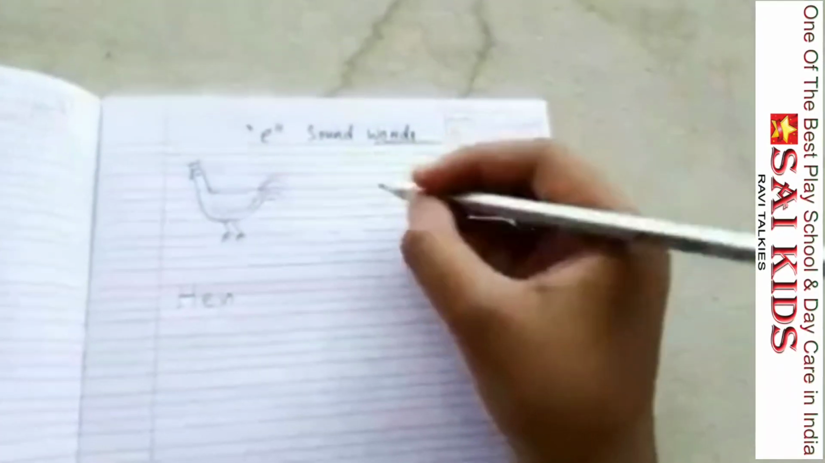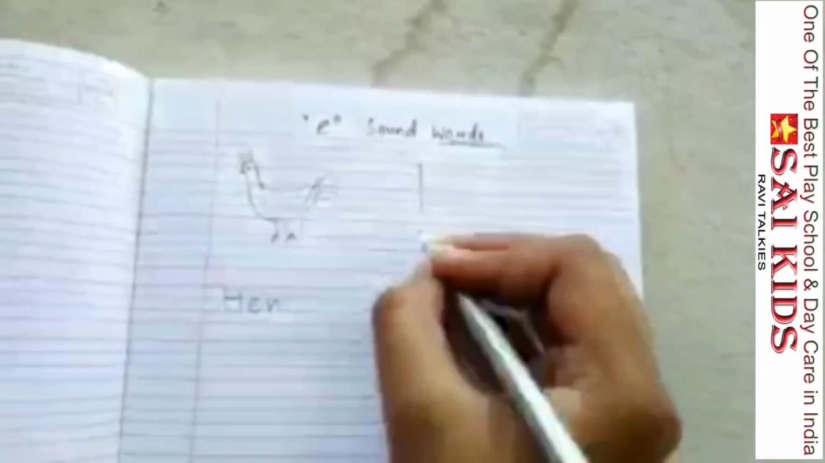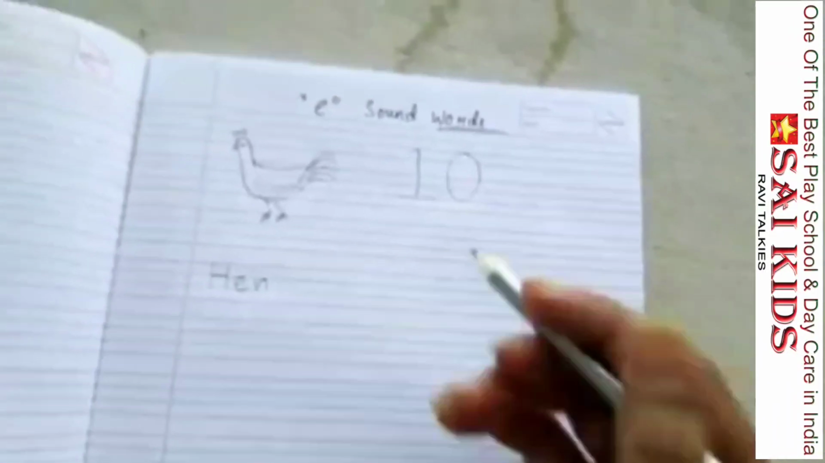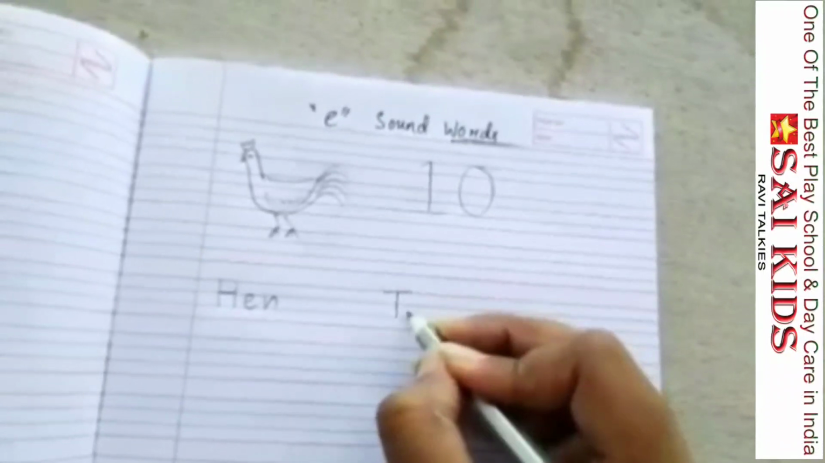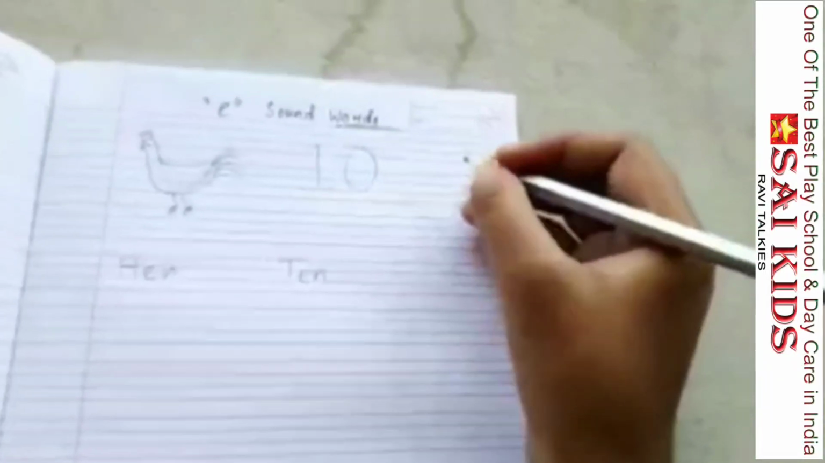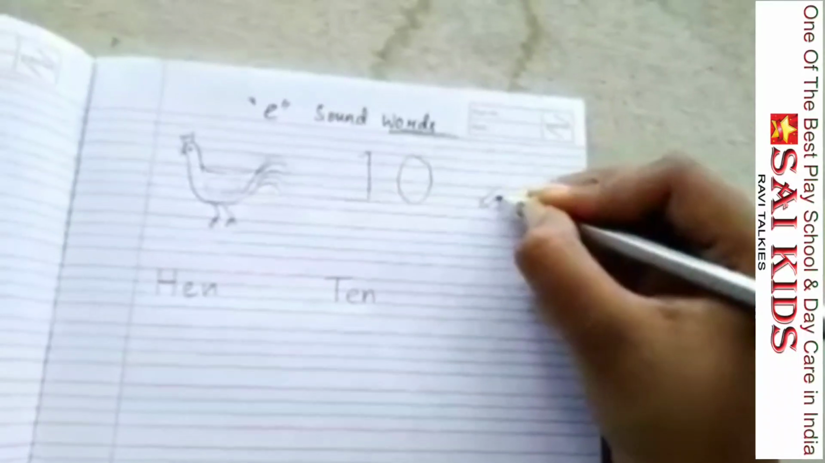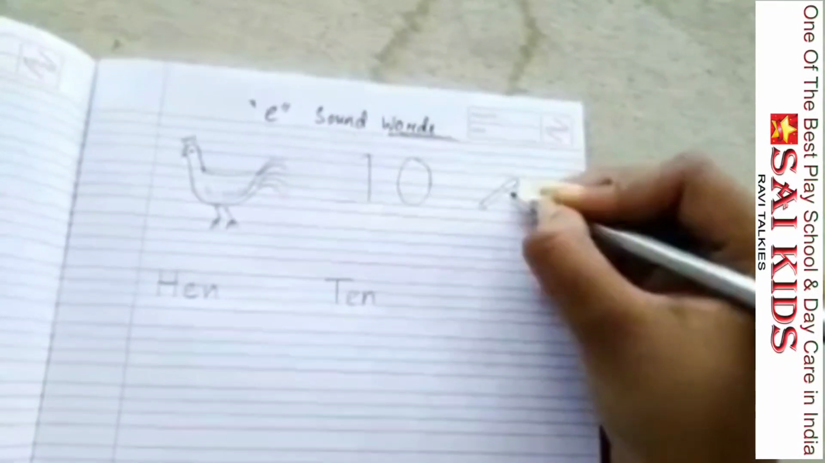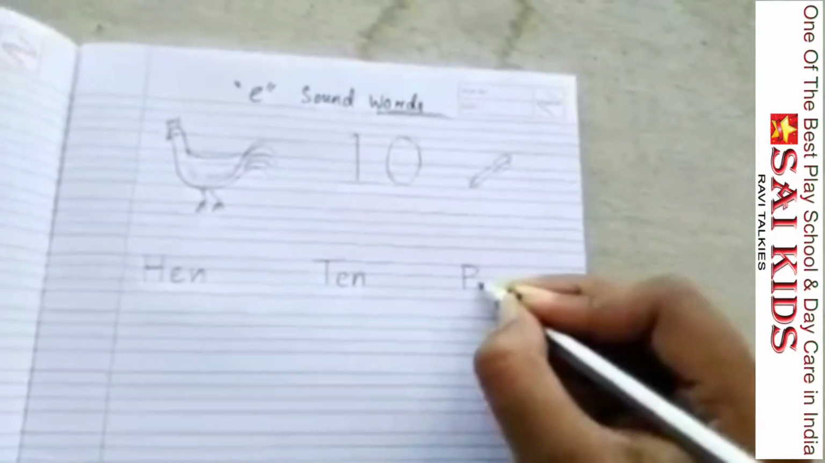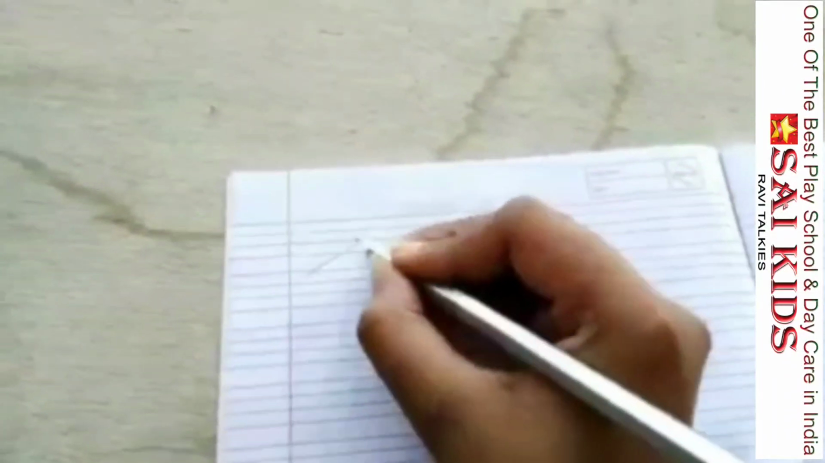Then the number 10. Let's do the figure. This 1, 0. So 10. T-E-N. Now let's do pen. P-E-N. The next word is bed.